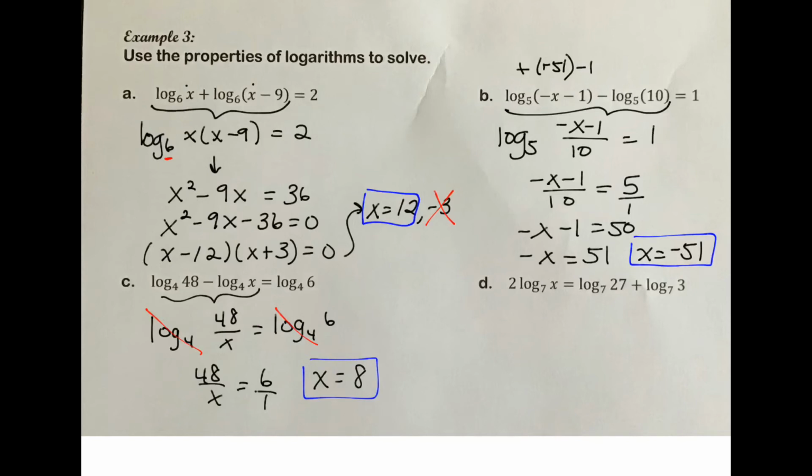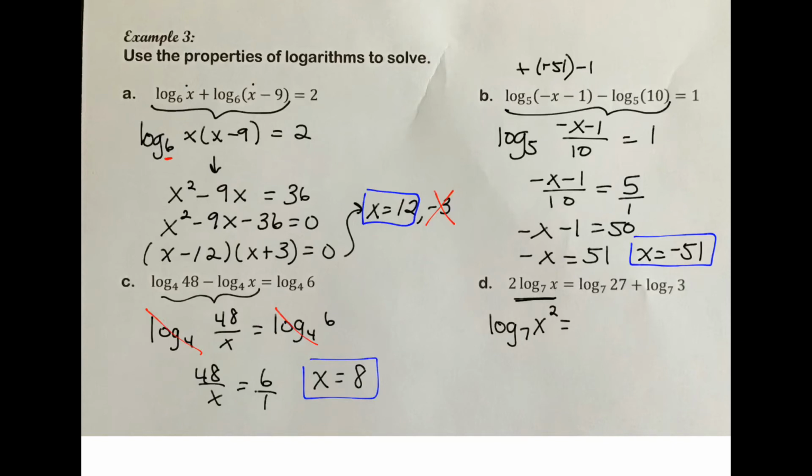All right, last example, applying the properties. So you'll see we have a couple things we can do here. If you look on this left side, I have a front 2. Whenever we have a front number, I'm going to bring that in and it's going to become the exponent. So it's going to end up becoming log base 7 of x squared.